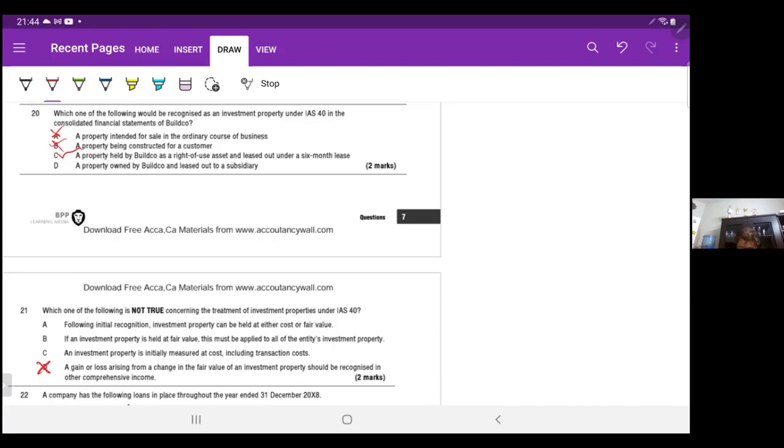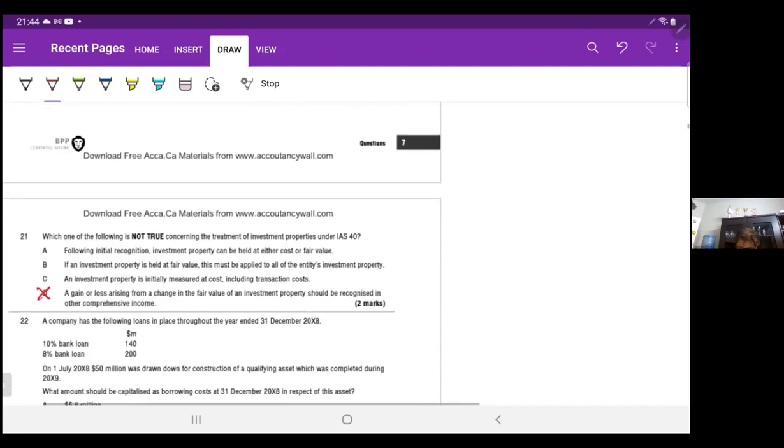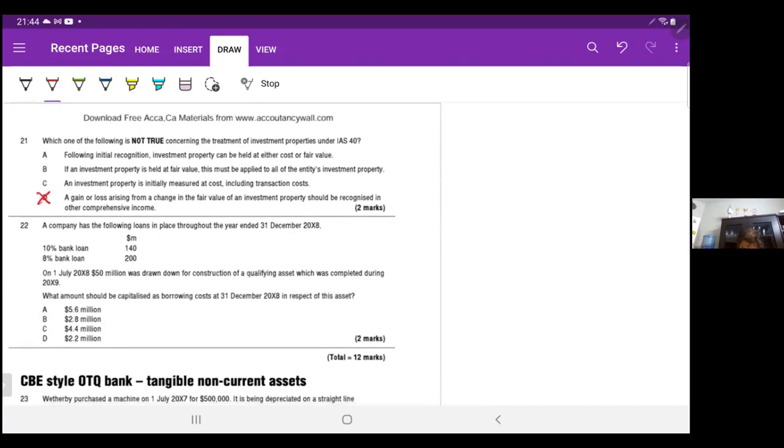Next question, and the company has the following loans in place throughout the year. Firstly, let me look at what he's asking for. The amount should be capitalized as borrowing cost at 31st December in respect of this asset. The company has the following loans in place throughout the year ended 31st December 2009: a 10% bank loan and an 8% bank loan. On 1st July, 15 million was drawn for construction of a qualifying asset, which was completed during the year 2009.